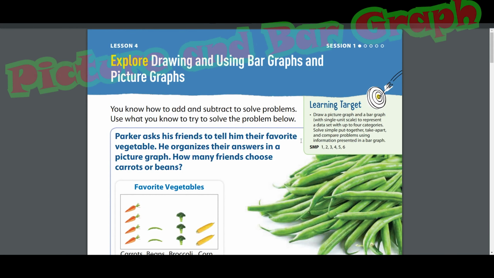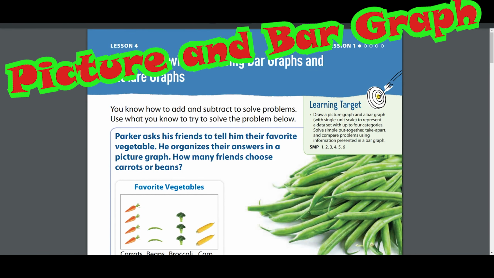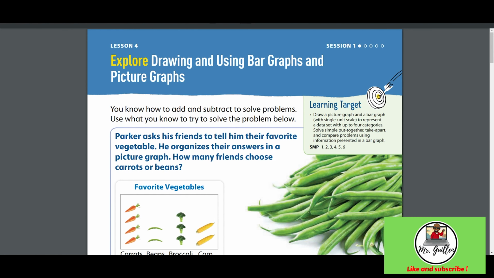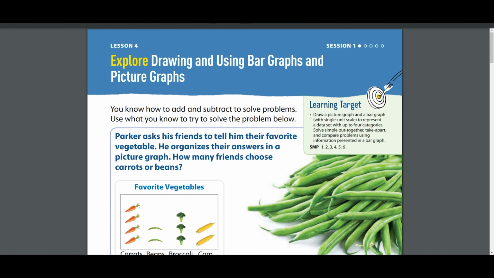Today we are going to be working on math for second grade. This is an activity that connects pictures and bar graphs. Both of them show information, but they show it in a different way, and it's my intention to find the difference between one and the other.